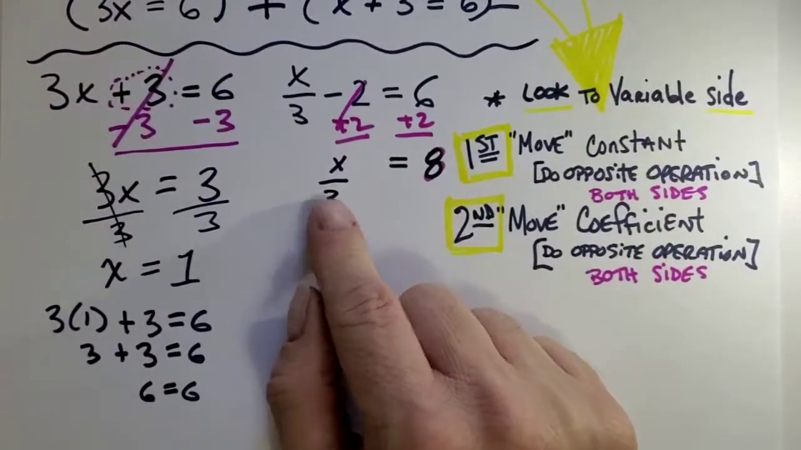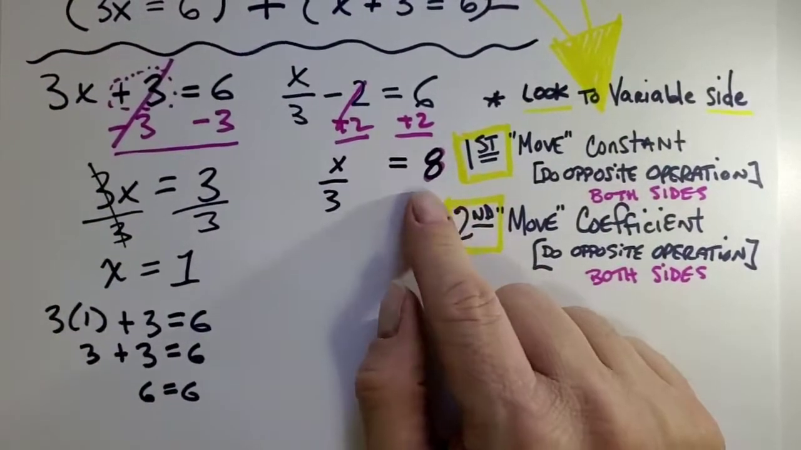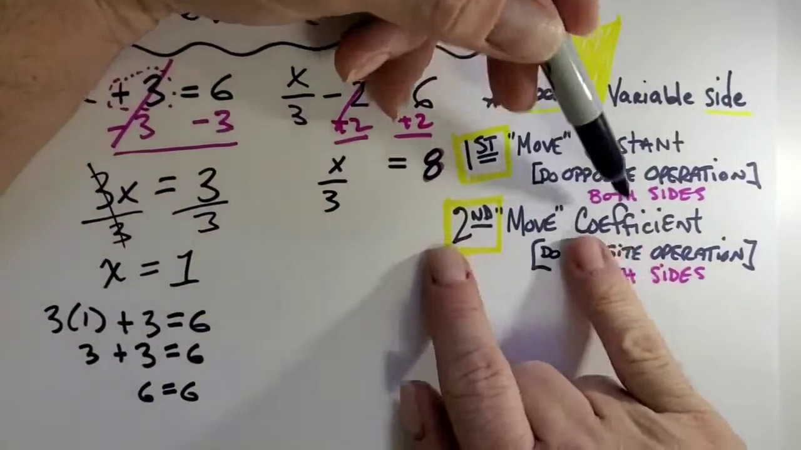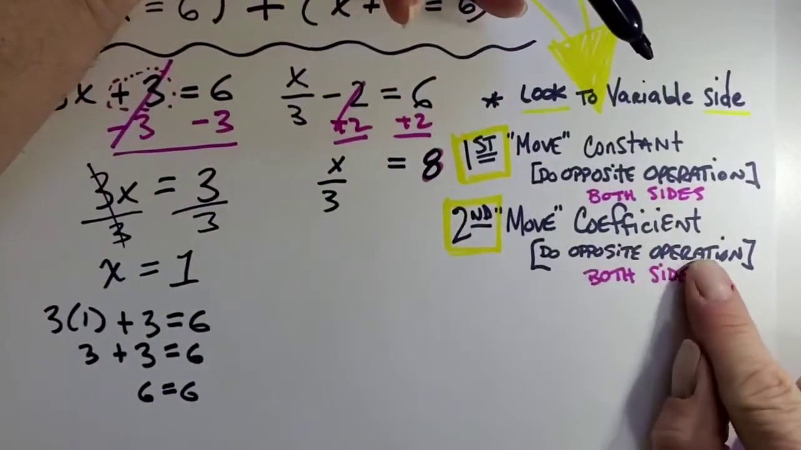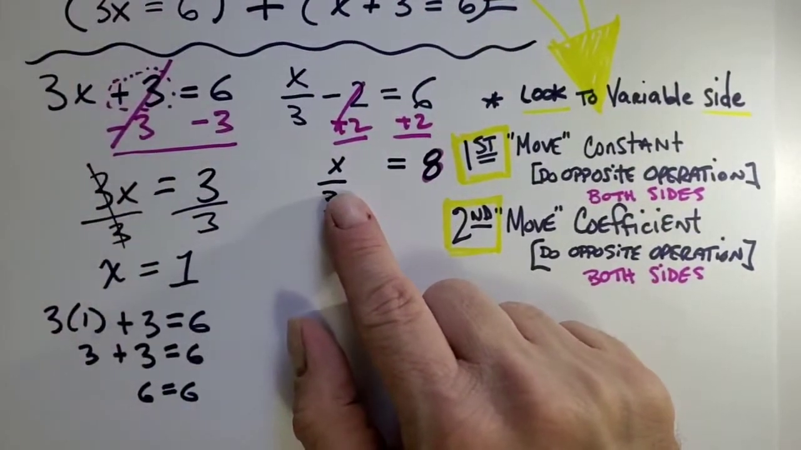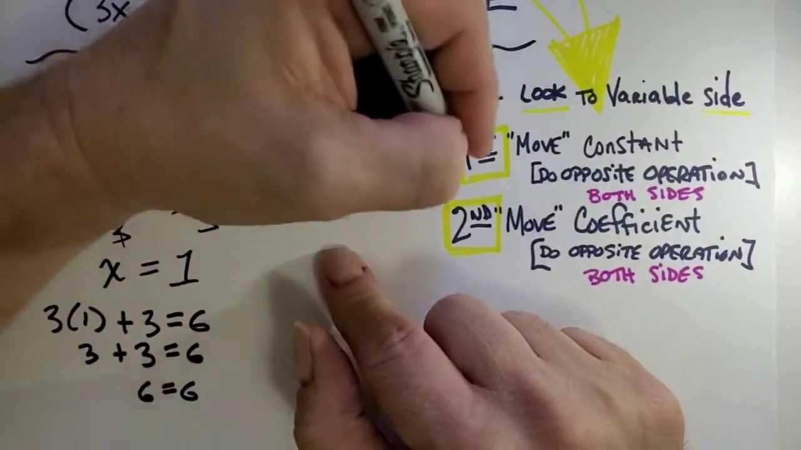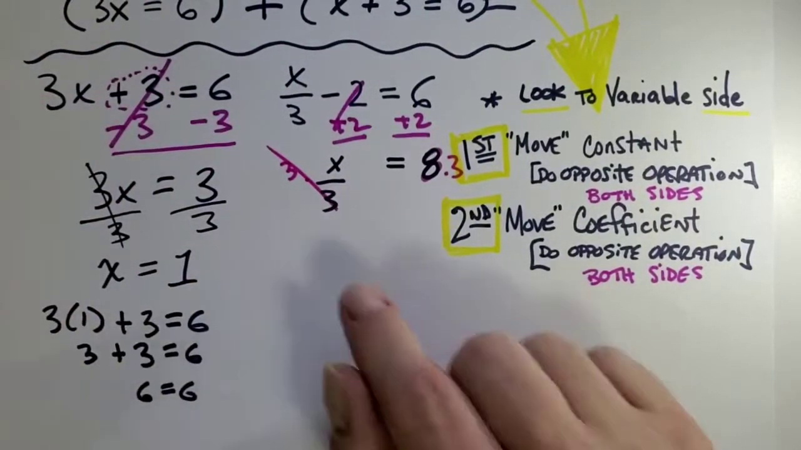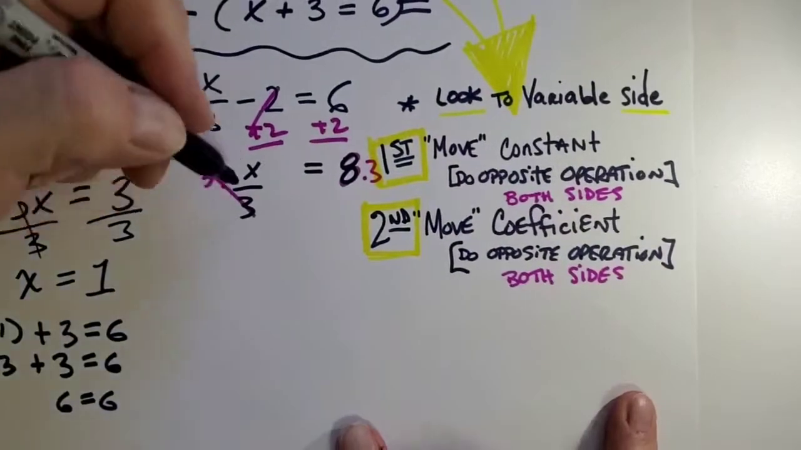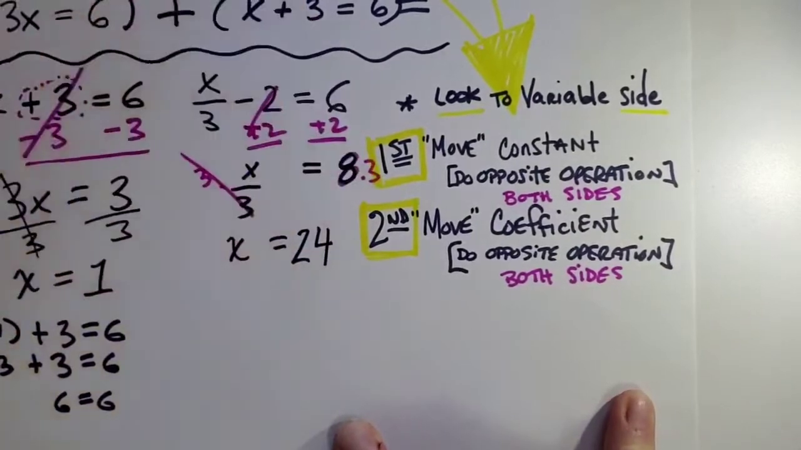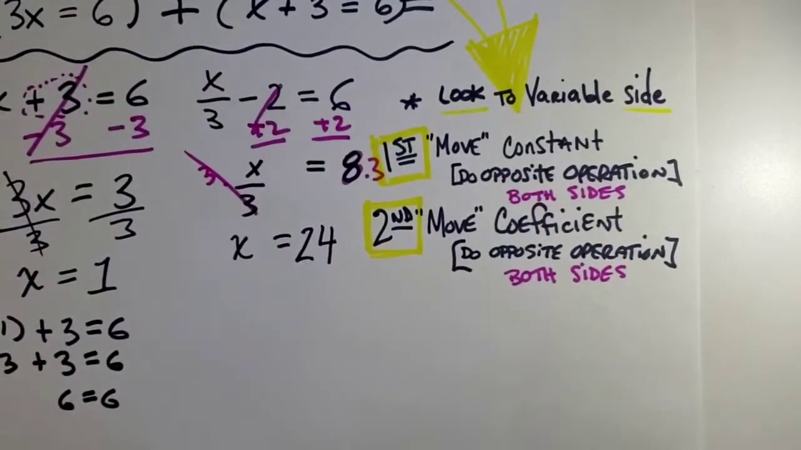If you divide it by 3, that value gets divided down to 8. What is that value? Let's not divide by 3. Let's move the coefficient by doing the opposite operation to both sides. So the opposite of divide is to multiply. That's what I'm doing. And these cancel. My answer is going to end up being x is 24, because 8 times 3 is 24.